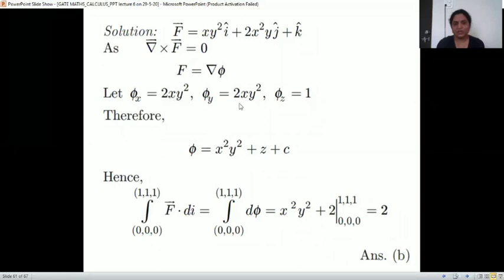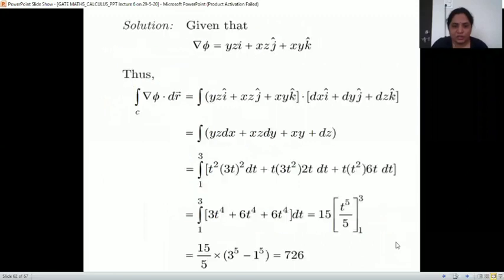2xy square dx plus 2x square y dy plus dz. Integration of that term is x square y square plus z plus c, and that is from 0, 0, 0 to 1, 1, 1. Here it is z. A lot of printing mistakes are there. Applying the limits in place of x, y, z, we get 2 as the answer.